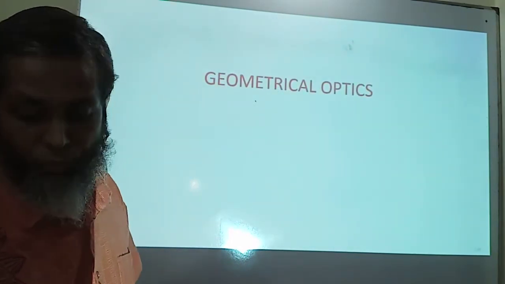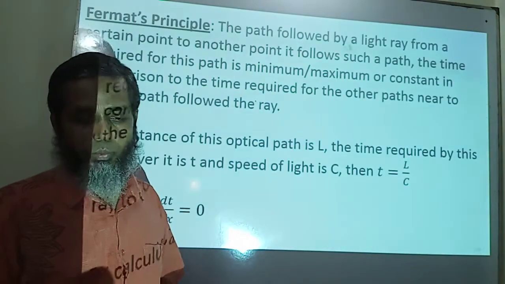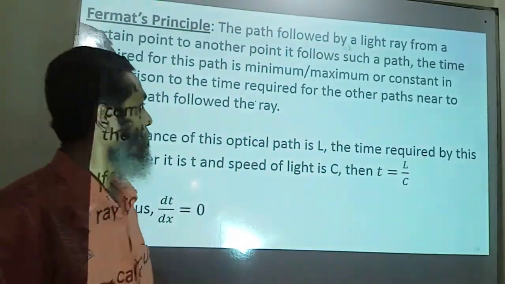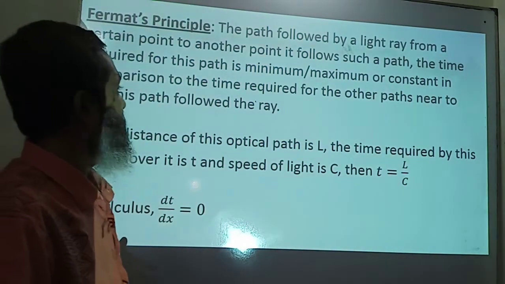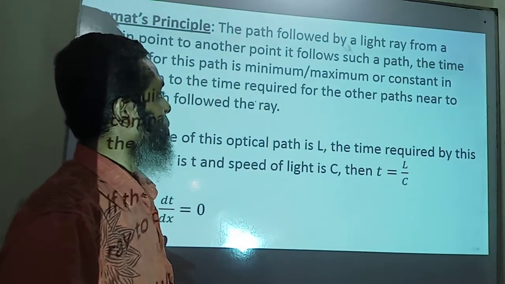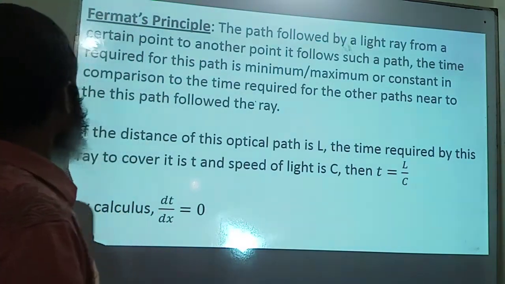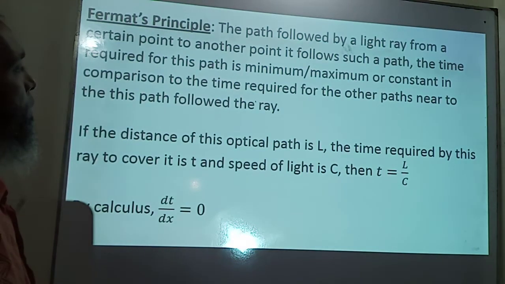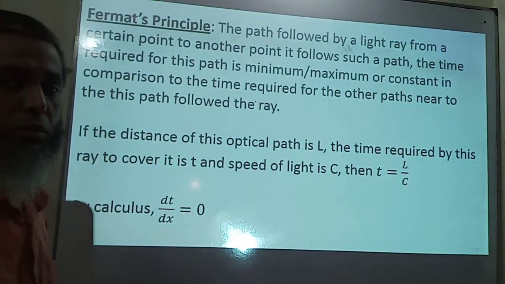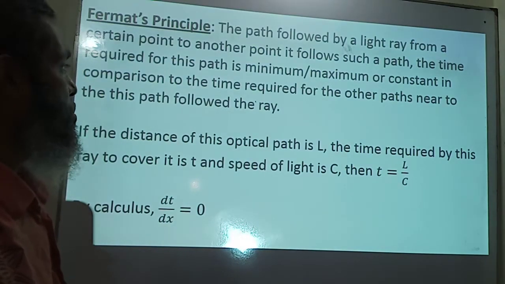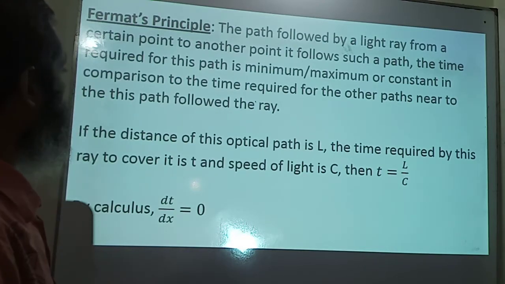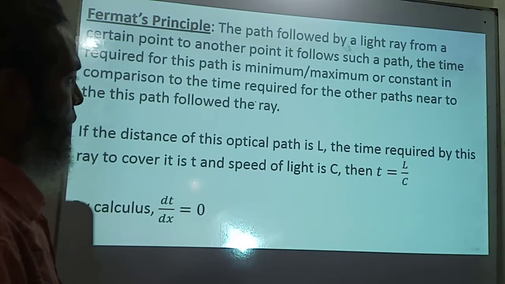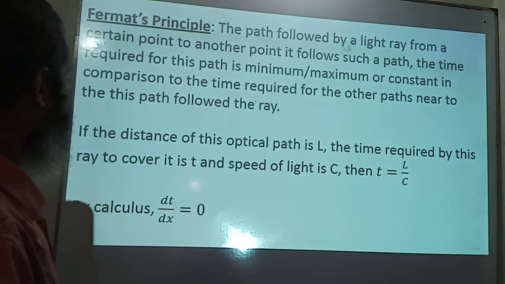The chapter is Geometrical Optics. The first point of this chapter is Fermat's principle. What is Fermat's principle? The path followed by a light ray from a certain point to another point is such a path that the time required for this path is minimum or maximum or constant in comparison to the time required for the other paths near to this path followed by the ray.